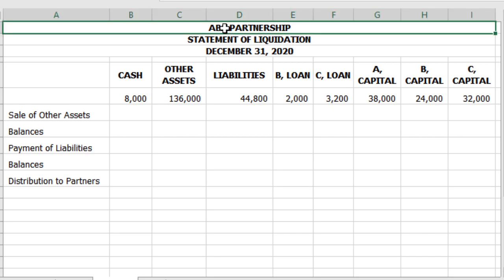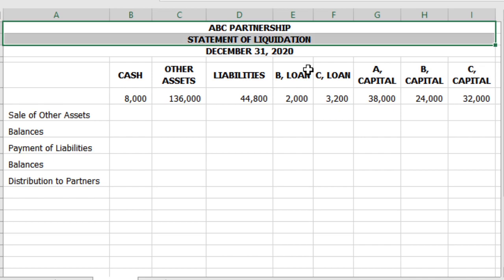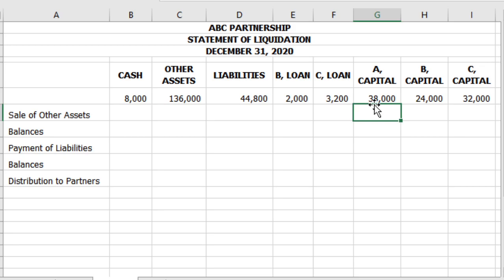So, ABC Partnership, name of the business, statement of liquidation, and then yung date natin, December 31, 2020. Now, ang gagawin natin after the heading is ipa-plot natin yung ating mga account titles.